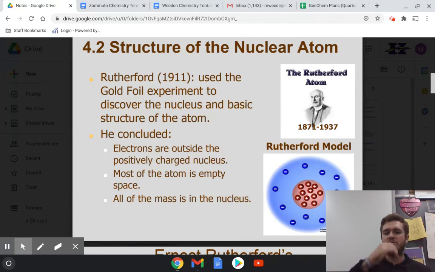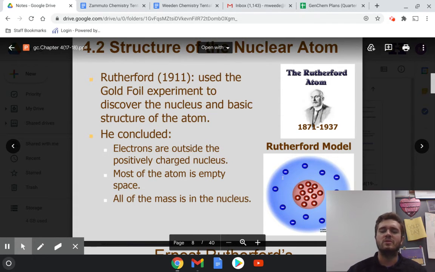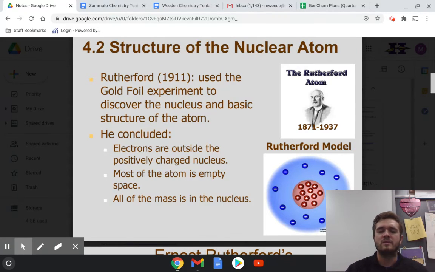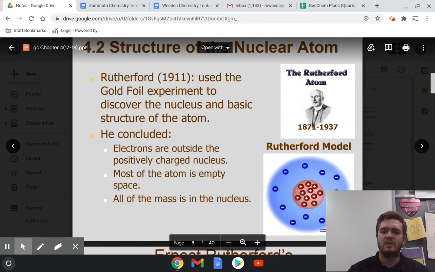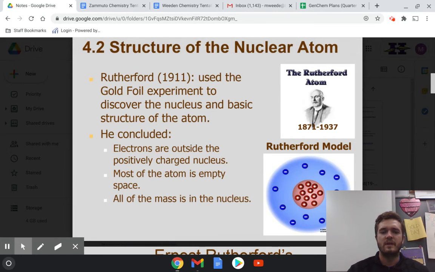And so after doing the gold foil experiment, he was able to conclude that electrons are going to be outside of this nucleus, or this positively charged nucleus. And so most of the atom that we see is going to be empty space. What we see here is that the nucleus is going to contain both that positively charged proton and that no charged neutron. We'll talk about that later. But he explains that these electrons are going to be outside of this nucleus.